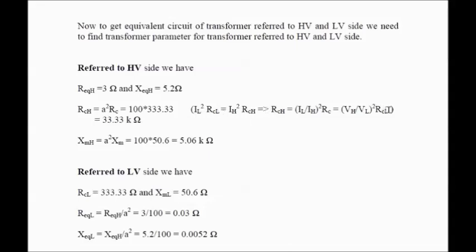So from there I have this relation, and I have also explained this earlier. So RCH will be A square RC, where A is 10, so RCH will be 33.3 kilo ohm, and similarly XMH will be A square XM, this will be 5.06 kilo ohm. So these are the parameters when referred to the high voltage side.